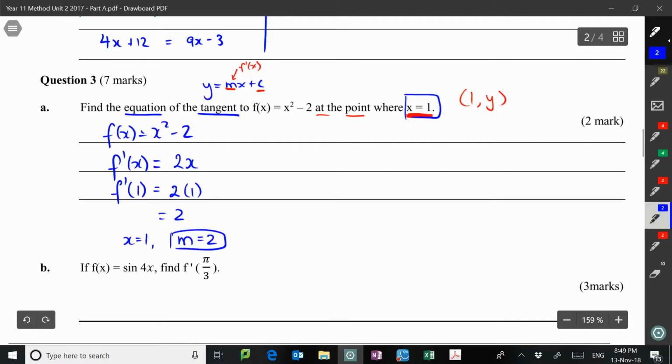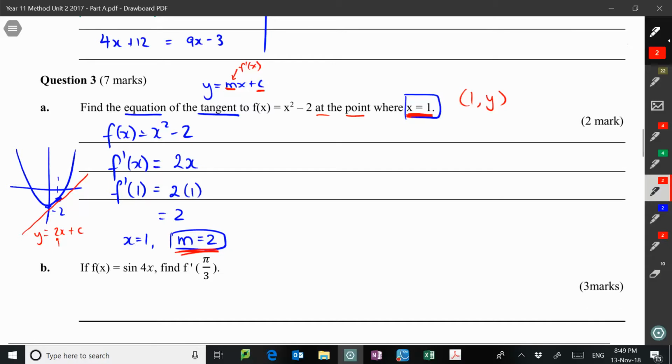Okay, if I draw it visually for you, x squared minus 2 looks something like this. At x equals 1, I'm just saying that this point on the graph has a tangent line, and this tangent line is y equals 2x plus c, because we know the gradient is 2. That's essentially what you're saying there. Okay, don't forget the purpose. Really don't forget the purpose. This is exercise 18a, by the way.